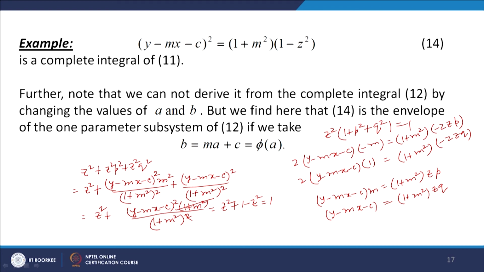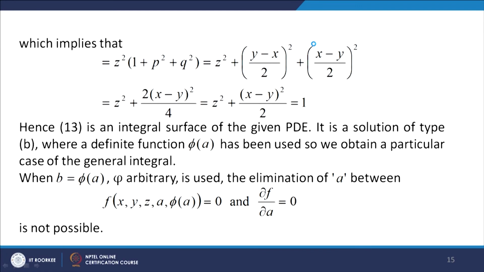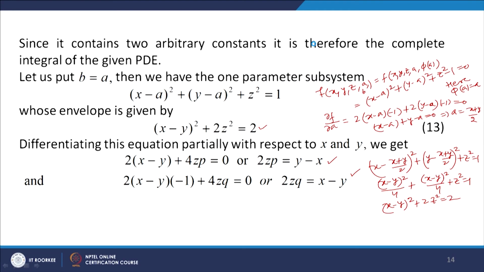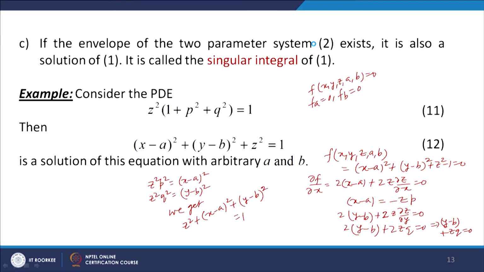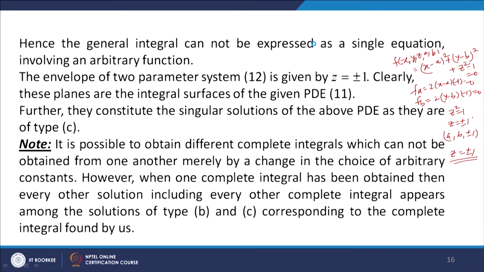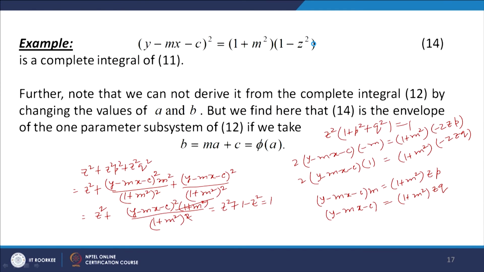So, this is a complete integral of equation 11, and you can see that we cannot obtain this complete integral from the complete integral 12, x minus a whole square plus y minus b whole square plus z square equal to 1, merely by a change of variables. Merely by changing the arbitrary constants a and b will never give us this solution, y minus mx minus c whole square equal to 1 plus m square into 1 minus z square. But we find here that the 14th is the envelope of the 1 parameter subsystem of 12 if we take b equal to ma plus c.